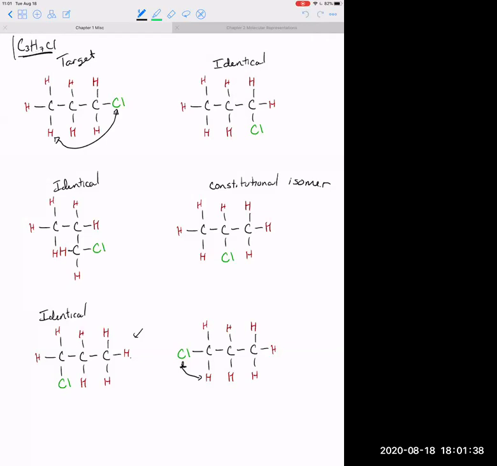So just to finish off this problem, there are actually only two constitutional isomers. This one is also identical. So my pair of constitutional isomers would be this one and this one. And just to note, I could have picked any one of these and paired it with this one, because they're identical, meaning they're different ways of drawing the exact same molecule. So those were all pairs of constitutional isomers.